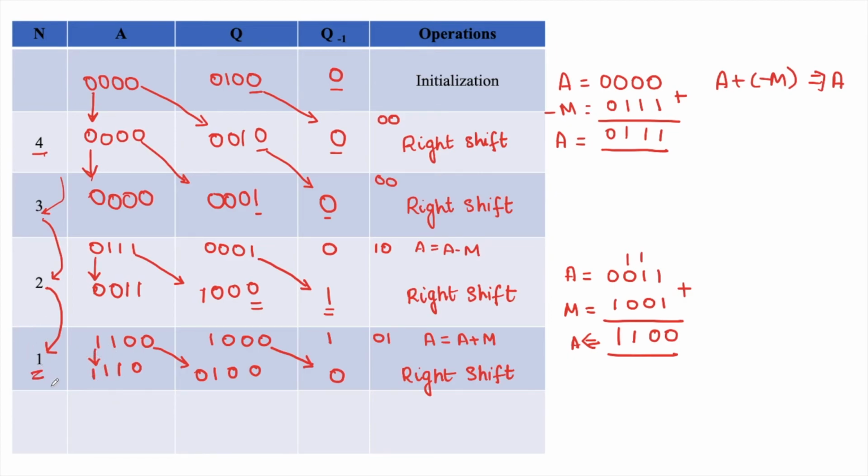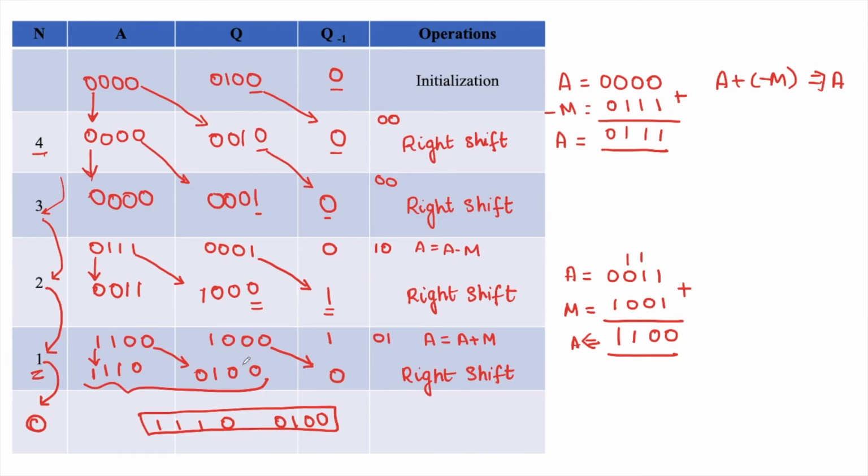Now what we have to do? Again we have to reduce n by 1. What happens when n minus 1? It will become 0. And we know that in the algorithm, when n is equal to 0, we have to stop the procedure. Therefore, we are freezing here. So what is the final value that we have received? It is 1, 1, 1, 0, 0, 1, 0, 0. This is our final answer.